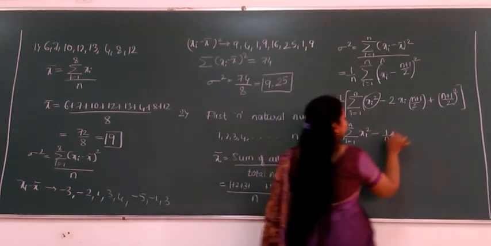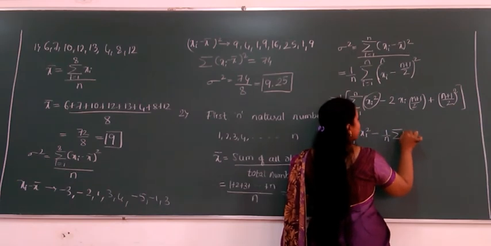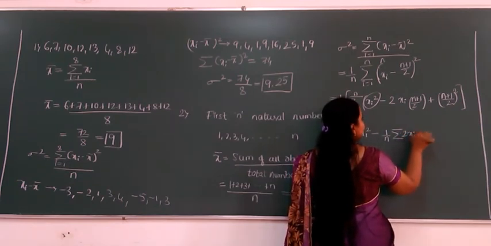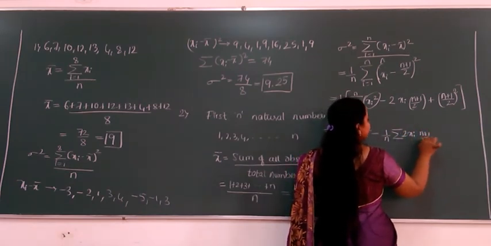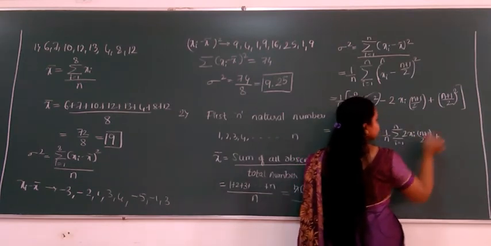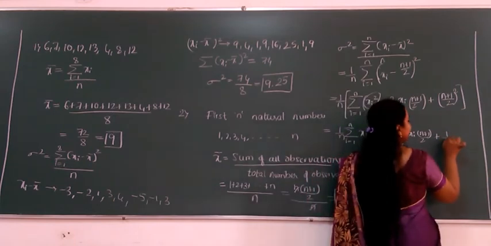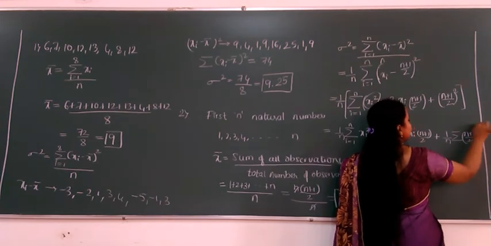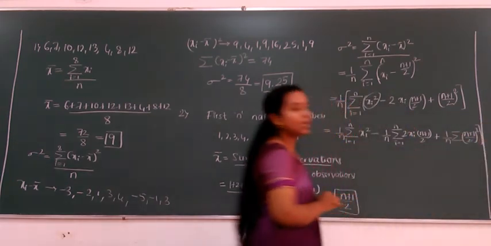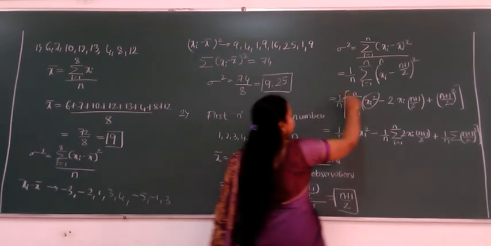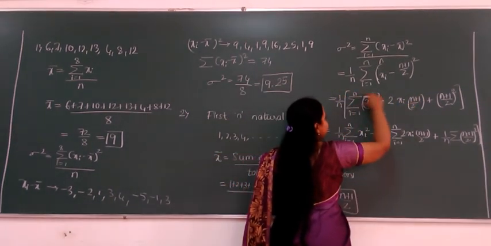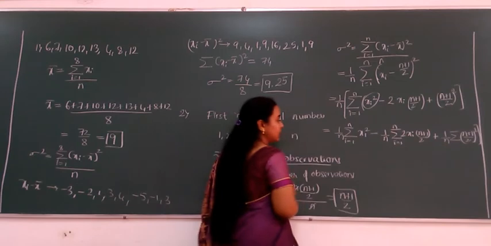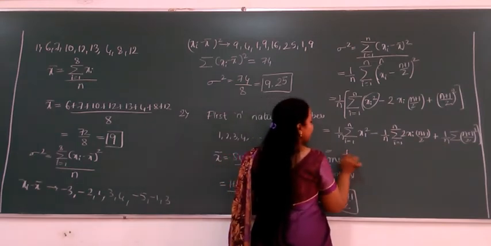So now 1 by n into summation of 2 into xi n plus 1 by 2 where i goes from 1 to n, plus again 1 by n we will multiply and apply the summation. So summation of (n plus 1 by 2) whole square. Okay, so this is all regarding we have multiplied 1 by n to each term and applied the summation to each term.